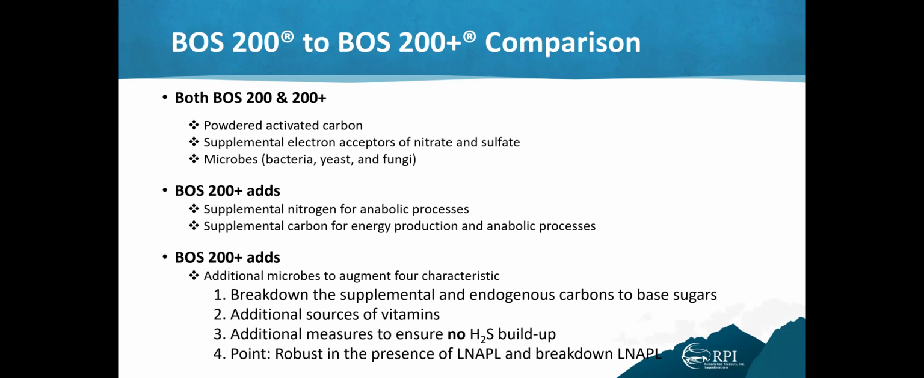Boss 200 adds supplemental nitrogen, and we had to figure out how we could do that. And we actually add supplemental carbon. And with that carbon, we add additional microbes. And the point of those additional microbes, in part, is to break down that carbon so you have a higher labile carbon element, which allows you to put in a larger nitrogen element, and also allows you to build a much larger microbial community that's more robust against LNAPL.